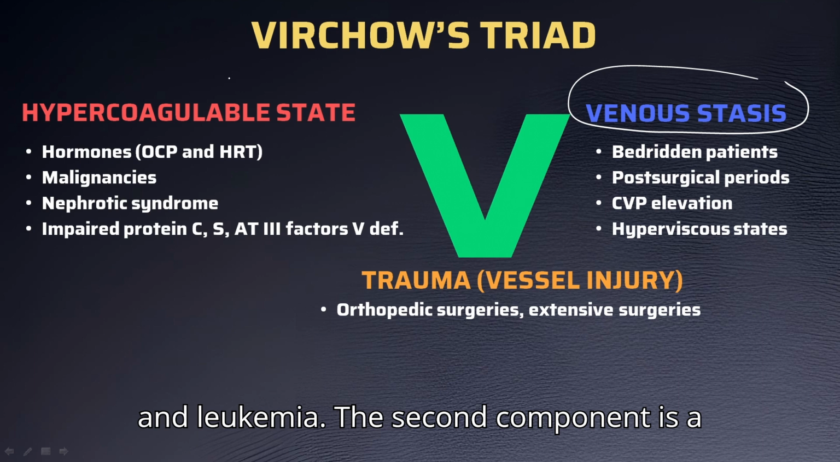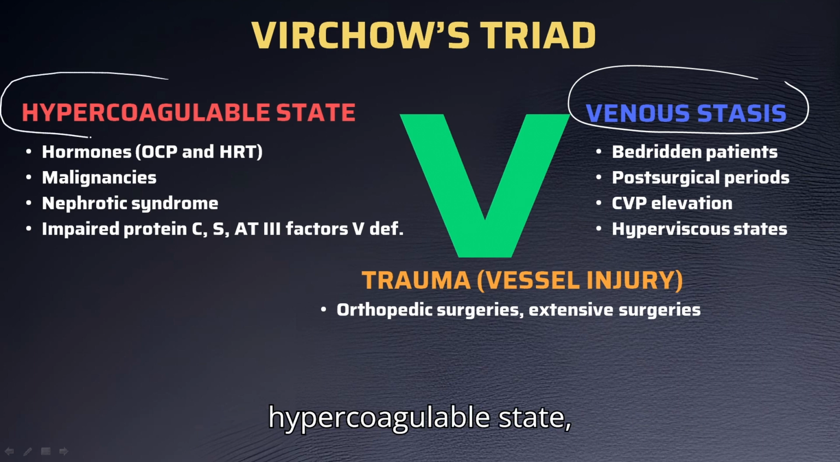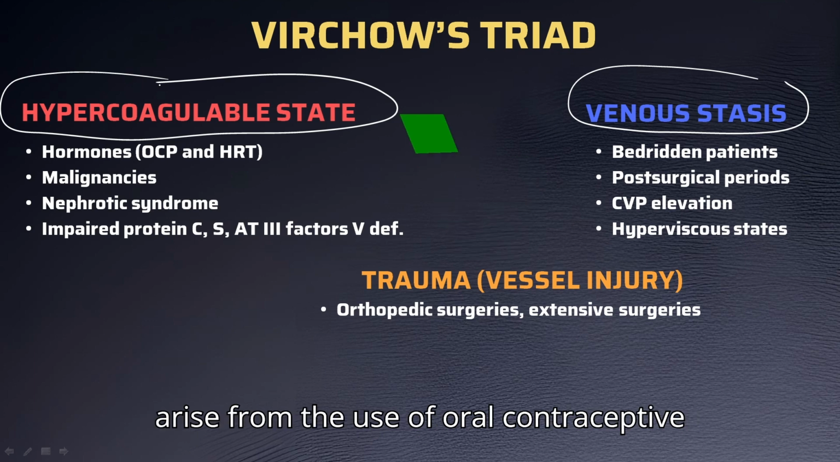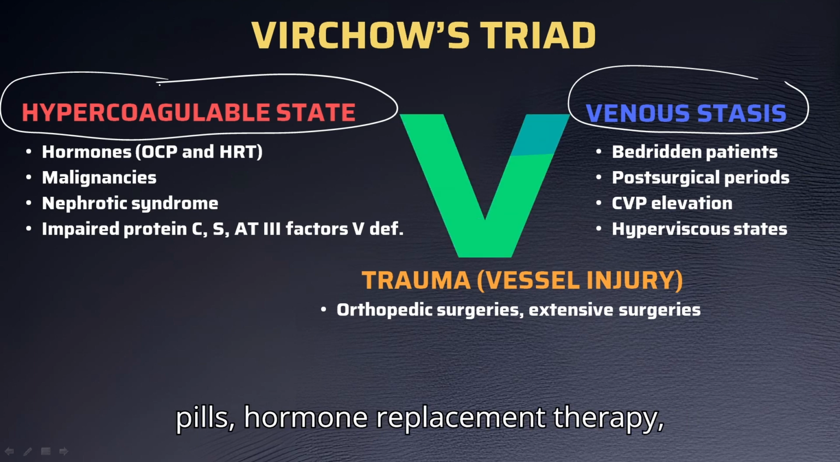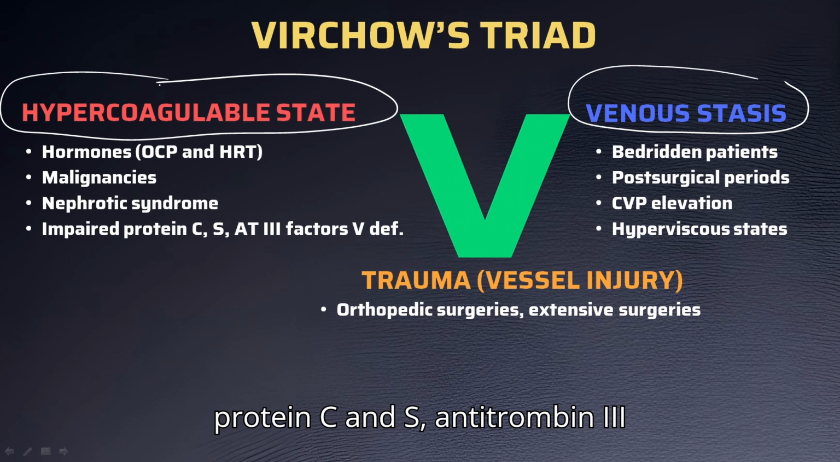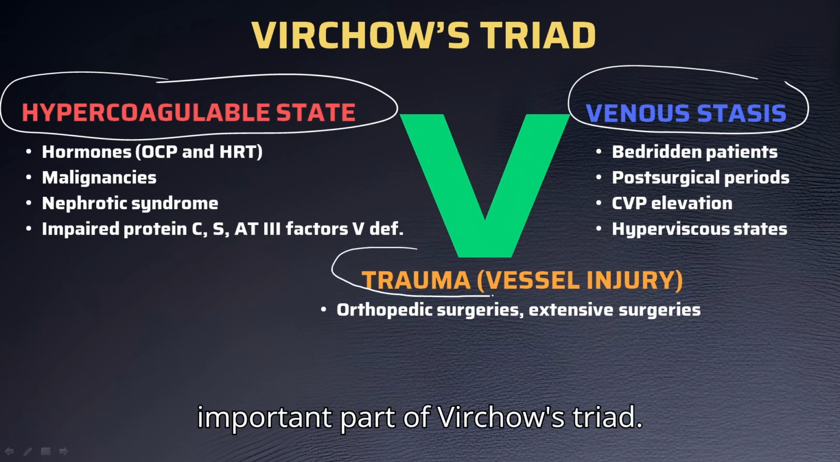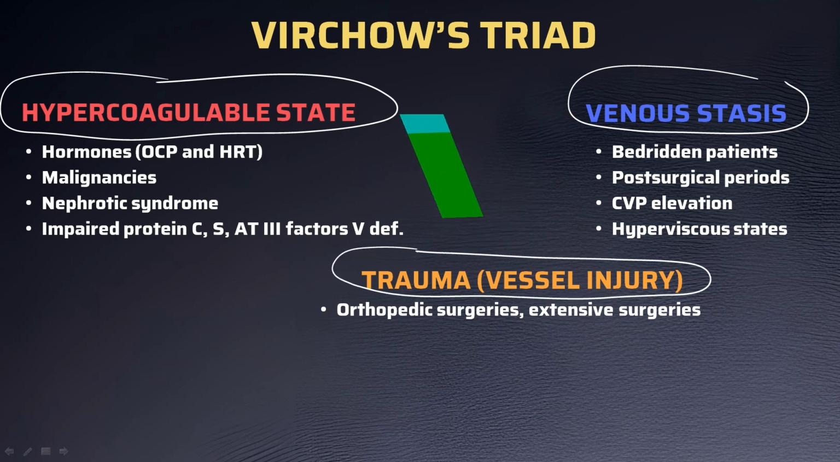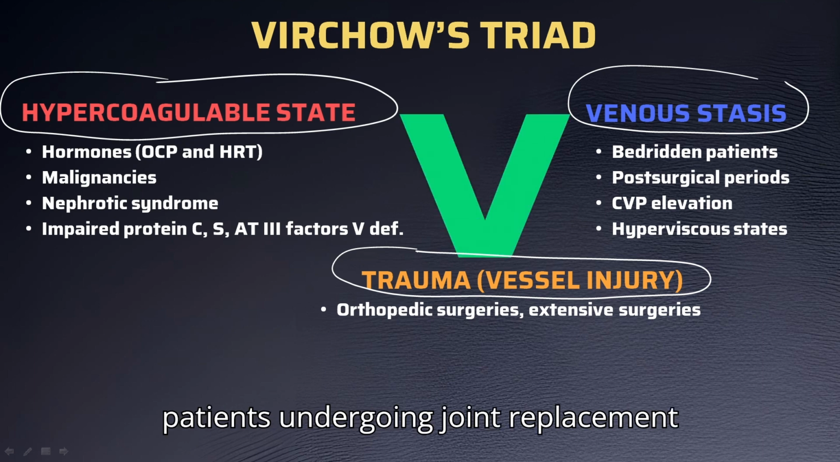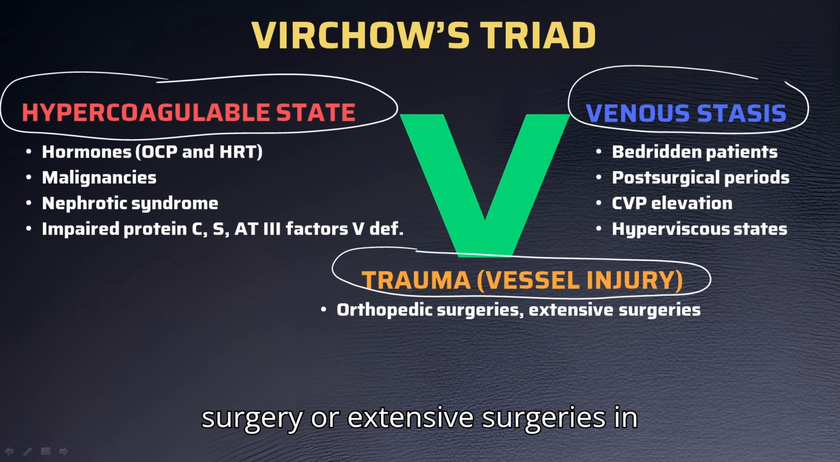The second component is a hypercoagulable state, which is also very important, and this may arise from the use of oral contraceptive pills, hormone replacement therapy, nephrotic syndrome, or deficiencies of protein C and S, antithrombin 3, as well as factor 5. Trauma or vessel injury is a very important part of Virchow's triad, and here it is frequently observed in patients undergoing joint replacement surgery or extensive surgeries in general.